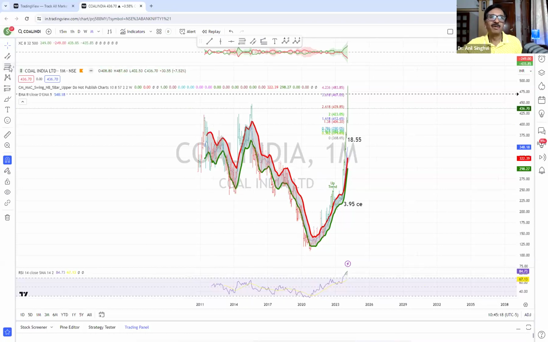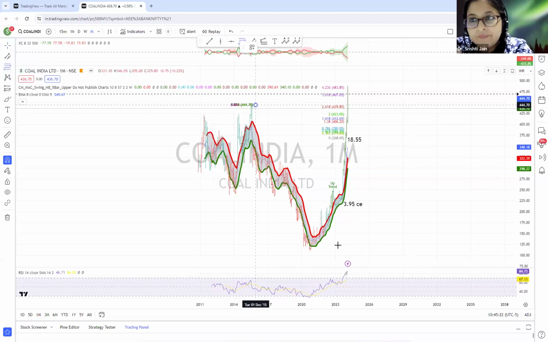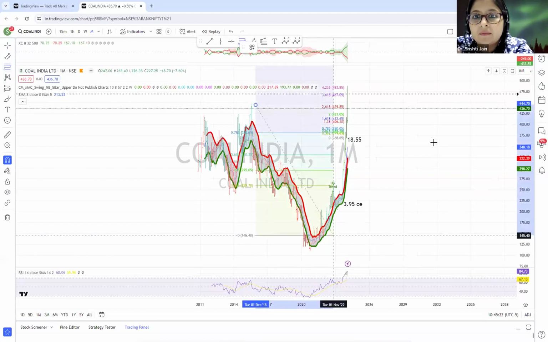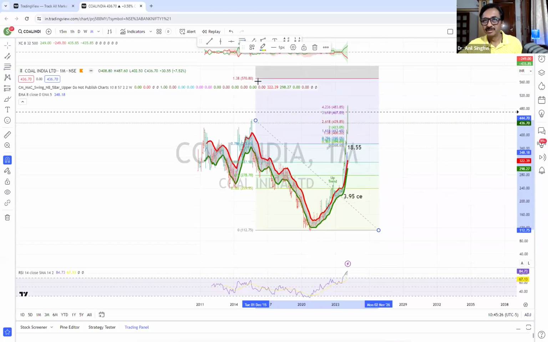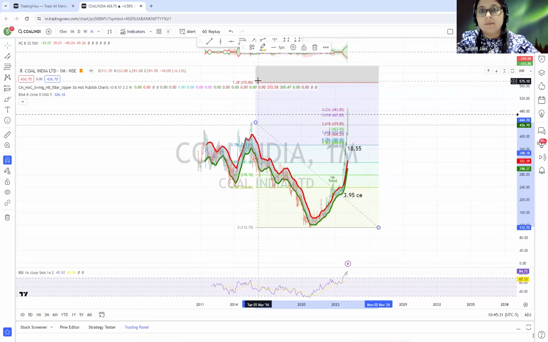So what will we do now? What I do is I put a reverse Fibonacci retracement here. So the rough target is $570. If somebody asks me, I give them 570 as a target. Thumb rule. Got it, sir.